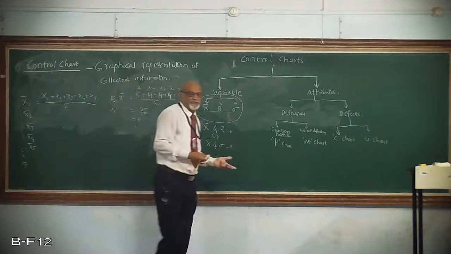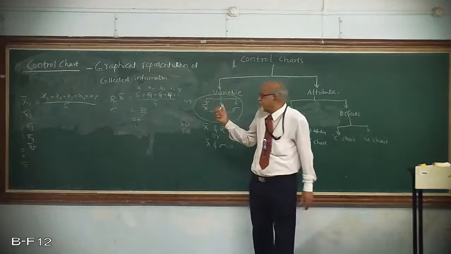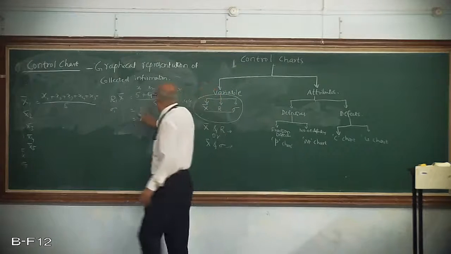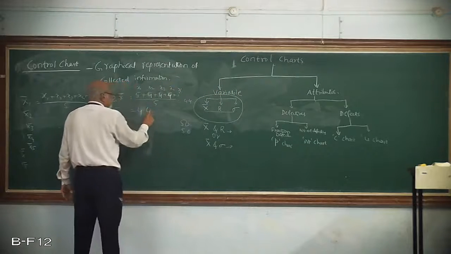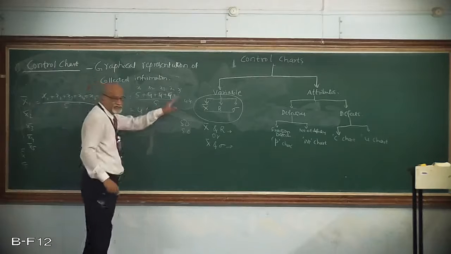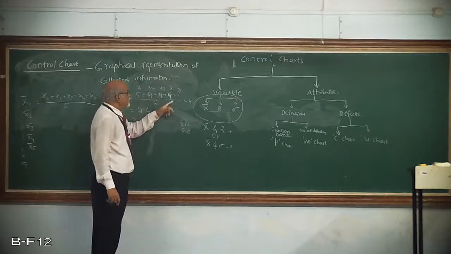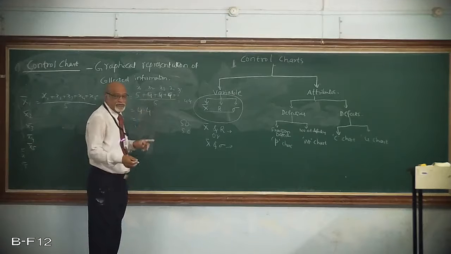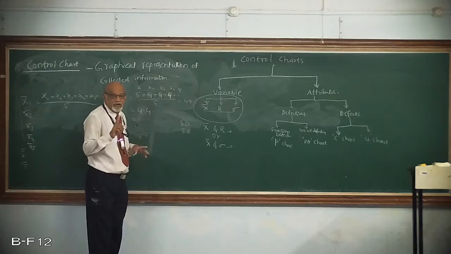Just imagine. Okay? Average value I can find out like this, or I can divide it by 5, and again I am going to find it out to be equal to 4.4. Both are same. Now what is the range here? What is the highest value? 5. Lowest value? 4. Range is 5 minus 4, 1.